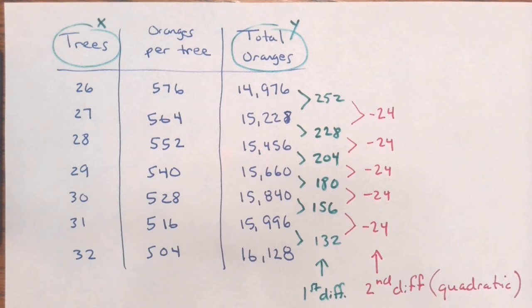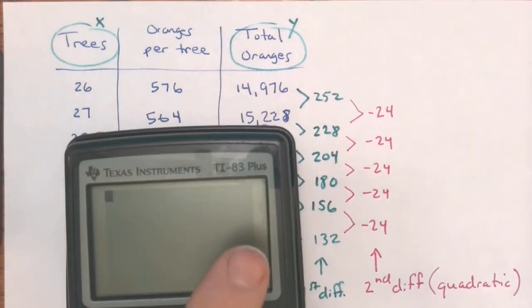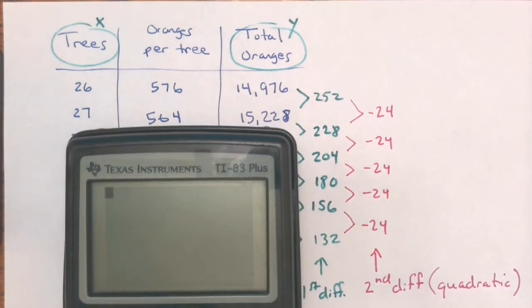In order for us to do that, here are the commands that we would want to go through and use. First, you want to hit the Stat button. The Stat button is right in the middle of your calculator.